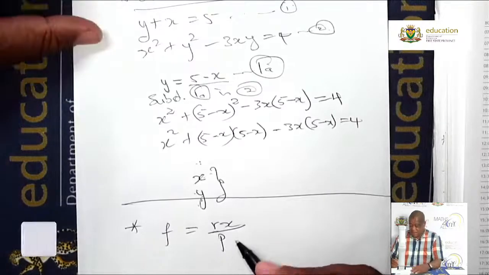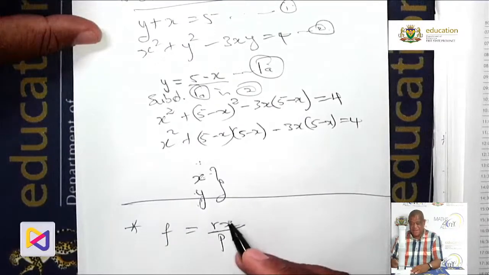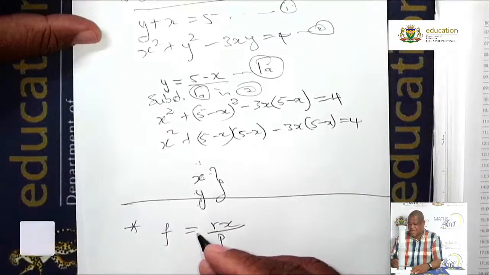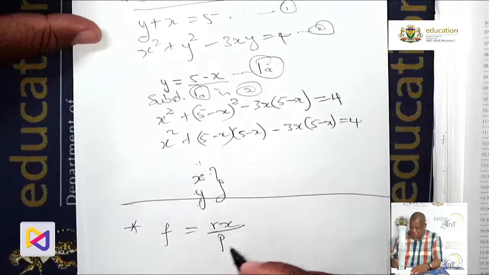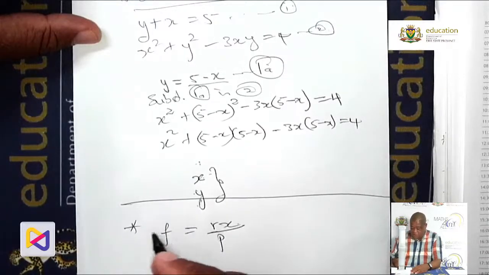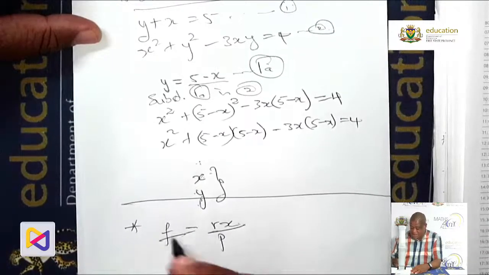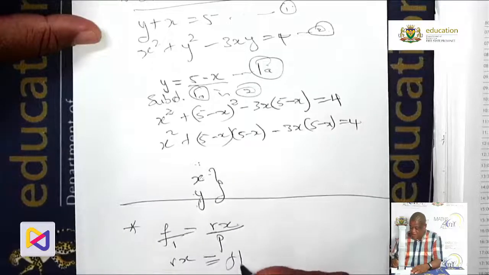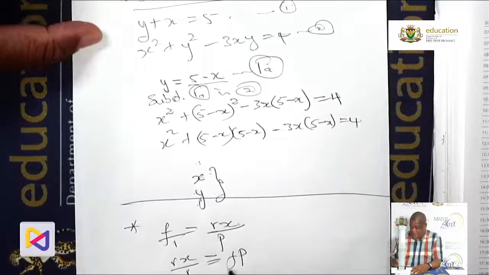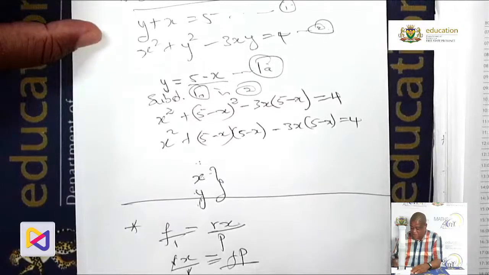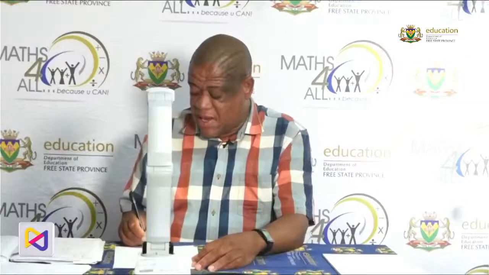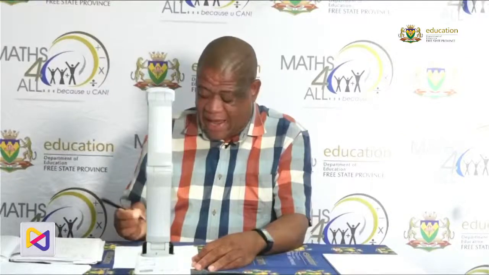All they are testing is how to manipulate this given equation and make X the subject of the formula. That is a very simple question. After you have made X the subject of the formula, they're just testing whether you can do the cross multiplication and have it as Rx equal to Fp, and then divide by R both sides, because now you are looking for your X, which is Fp over R. Now X is the subject of the formula.